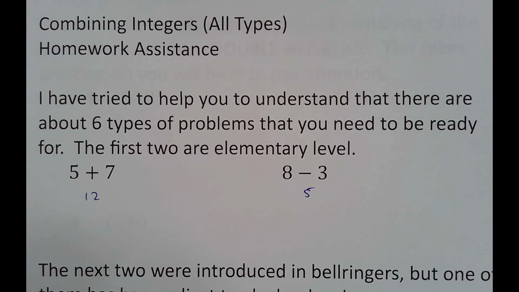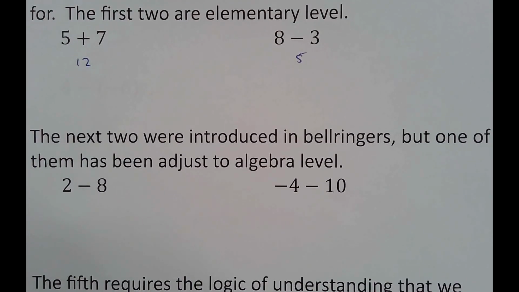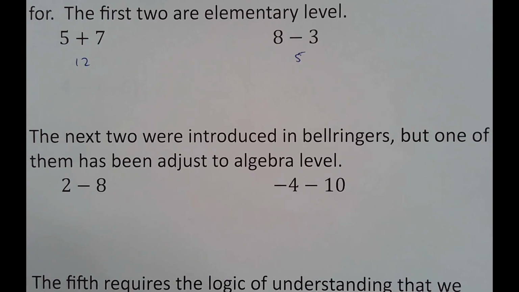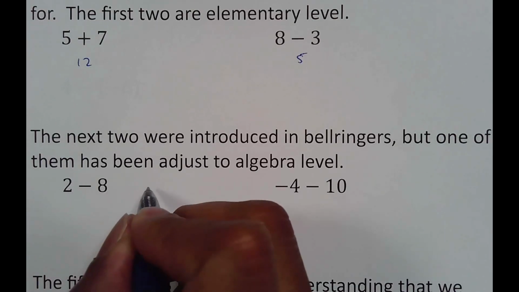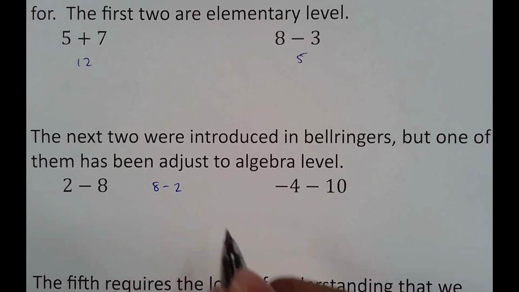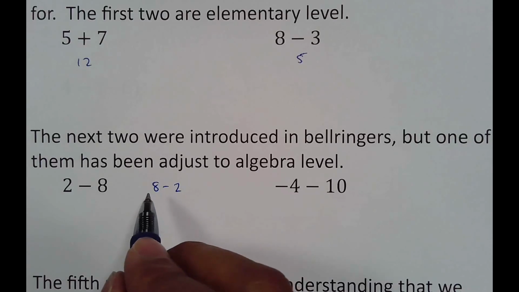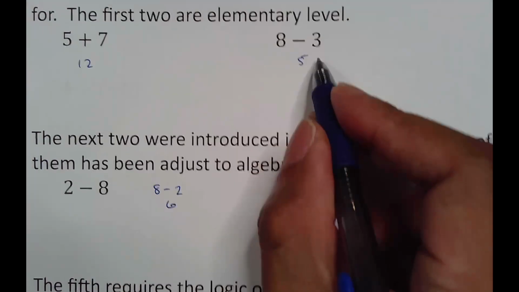answer and move on. The next 2 are introduced in bell ringers so that we could try to help you get used to it. But one has been adjusted to the algebra level. I'll talk about that in a second. We talked about what happens when you subtract 2 minus 8 and you don't have enough. And what I tried to help you understand is that it's the same as 8 minus 2, which is I have $8 and I spent 2, so I have 6. That's from here.